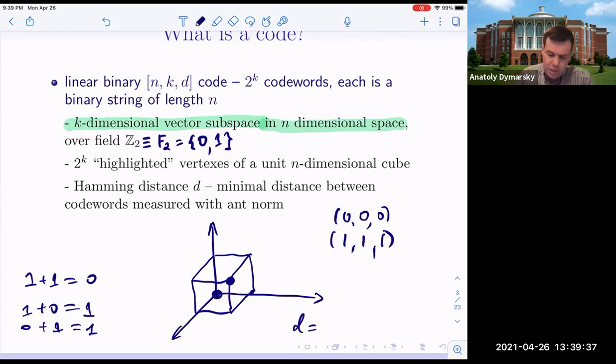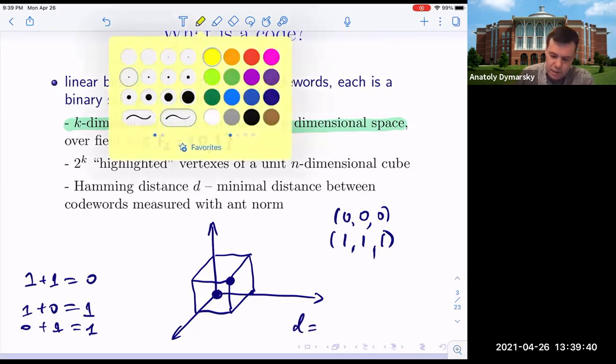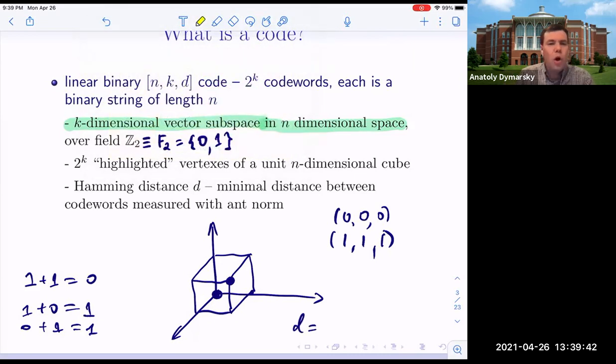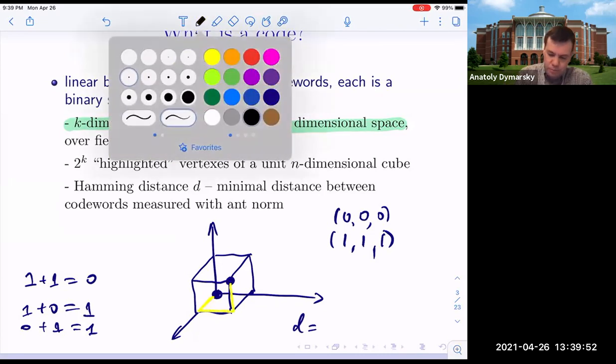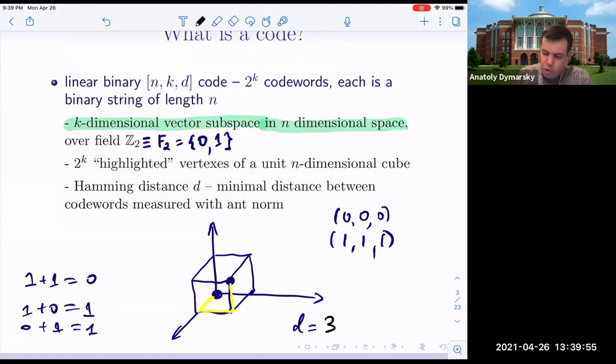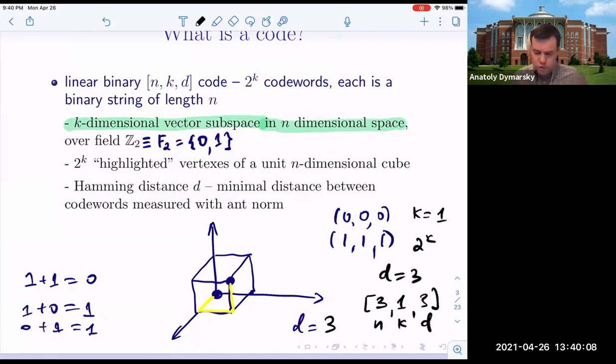Distance, d, it's called Hamming distance, is simply the distance an ant would need to walk along edges from one point to another. In this case, it is equal to 3. So this particular code, which consists of 2 code words, has Hamming distance 3. It is denoted [3, 1, 3]: 3 is n, 1 is k, and 3 is d. Okay, standard notations. Now, what is the art of designing a good code?